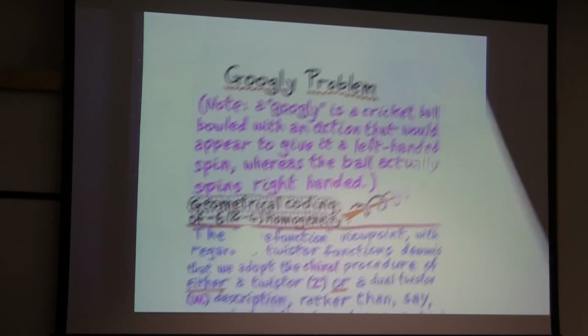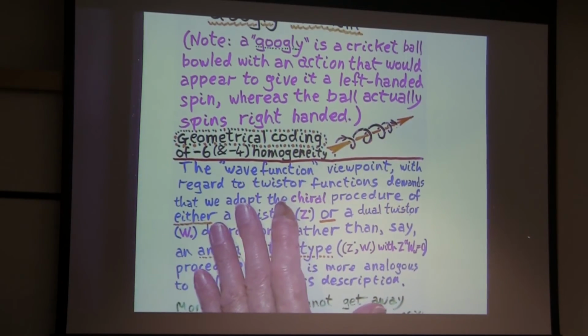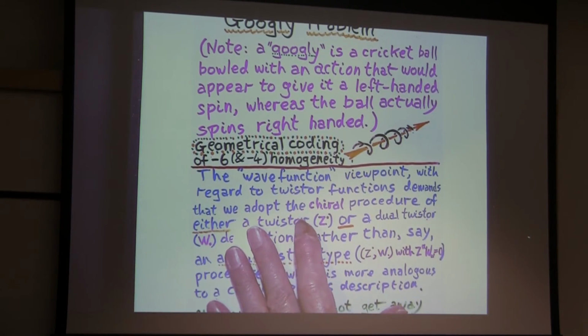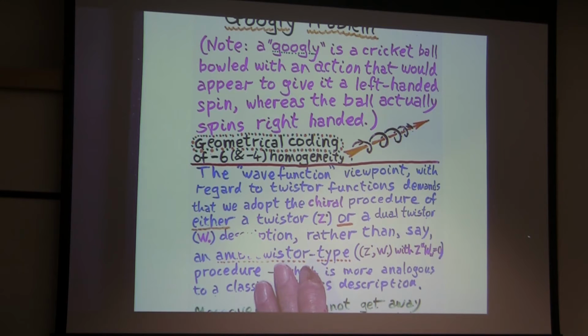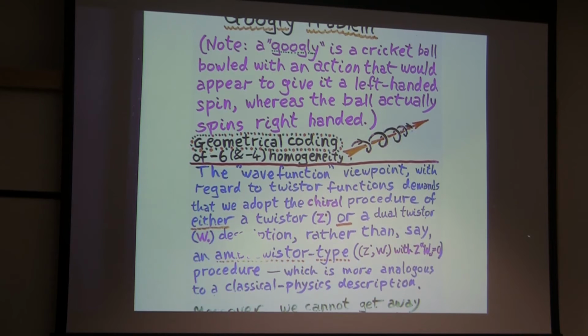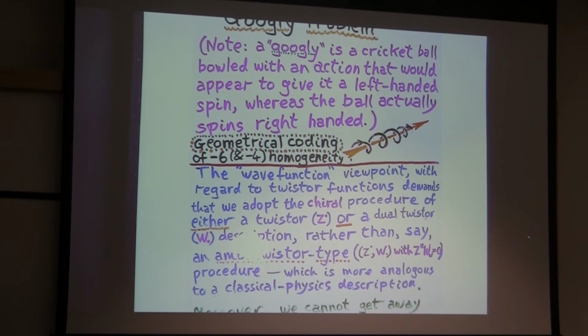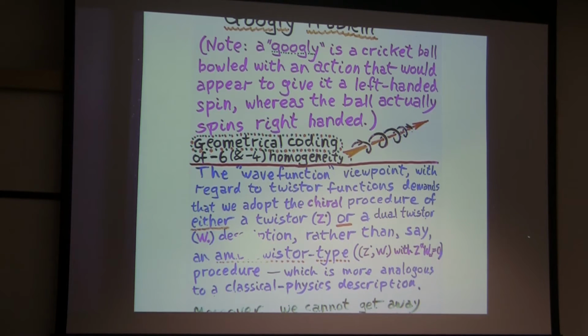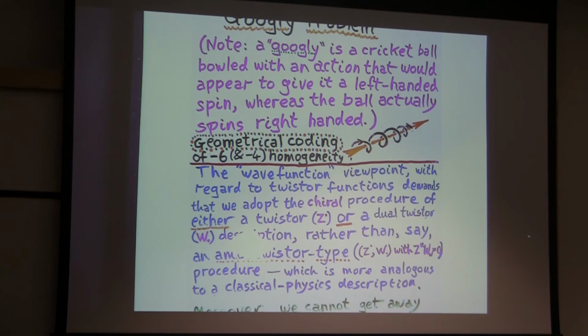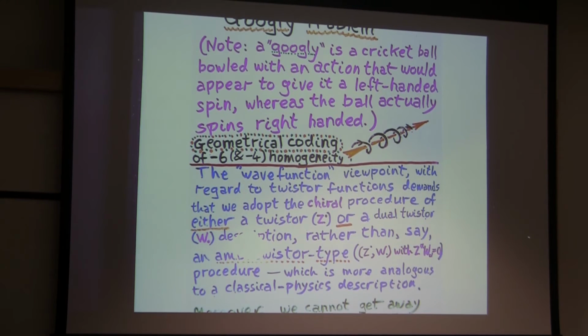The googly problem, and those of you who come from the former British Empire know all about googlies because that's a cricketing term. It's a ball which is bowled as though it spins left-handed, but it actually spins right-handed. So it's a very appropriate name because, in the normal twistor conventions, everything nonlinear I've been saying gives the left-handed construction. What you need is to do the right-handed one within the framework of the left-handed construction.